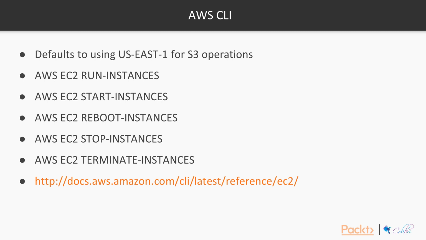So we have aws ec2 run-instances, which is the command to actually create a new instance. aws ec2 start-instances is to start a stopped instance. reboot-instances is just to reboot an instance. stop-instances stops an instance. And terminate-instances actually goes and terminates your instance. It's very important to remember the difference between run-instances and start-instances. So run-instances is for creation, and start-instances is to start an already created instance.